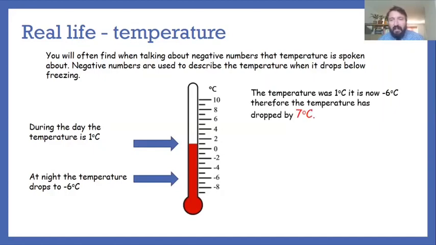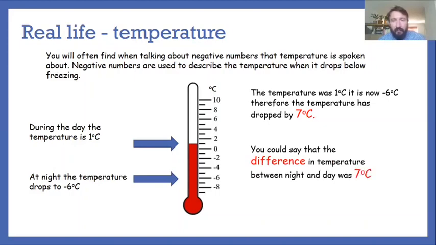So think about it, let me read that. The temperature was 1, it is now -6. Therefore, the temperature has dropped by 7 degrees. What are we doing there? The skill we're doing there is we're simply counting down through the positive numbers, down through the negative numbers. Nice and straightforward, you can see on that temperature.